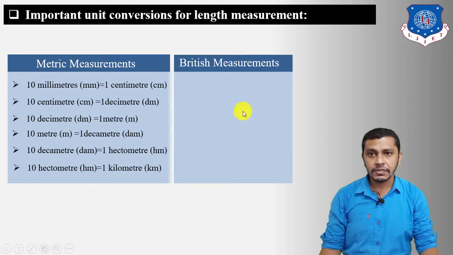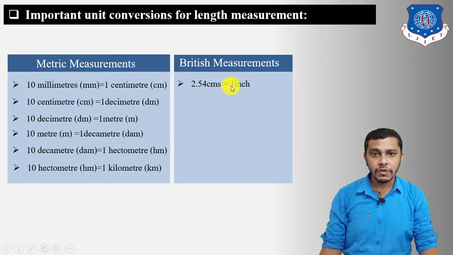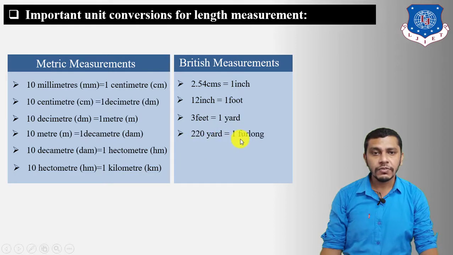Now let us see some British measurements also. 2.54 centimeters is 1 inch. 12 inch is equal to 1 foot. 3 feet is equal to 1 yard. 220 yard is 1 furlong. And 8 furlong is equal to 1 mile. So these are the consecutive units that are going to be useful in constructing the plane scale.